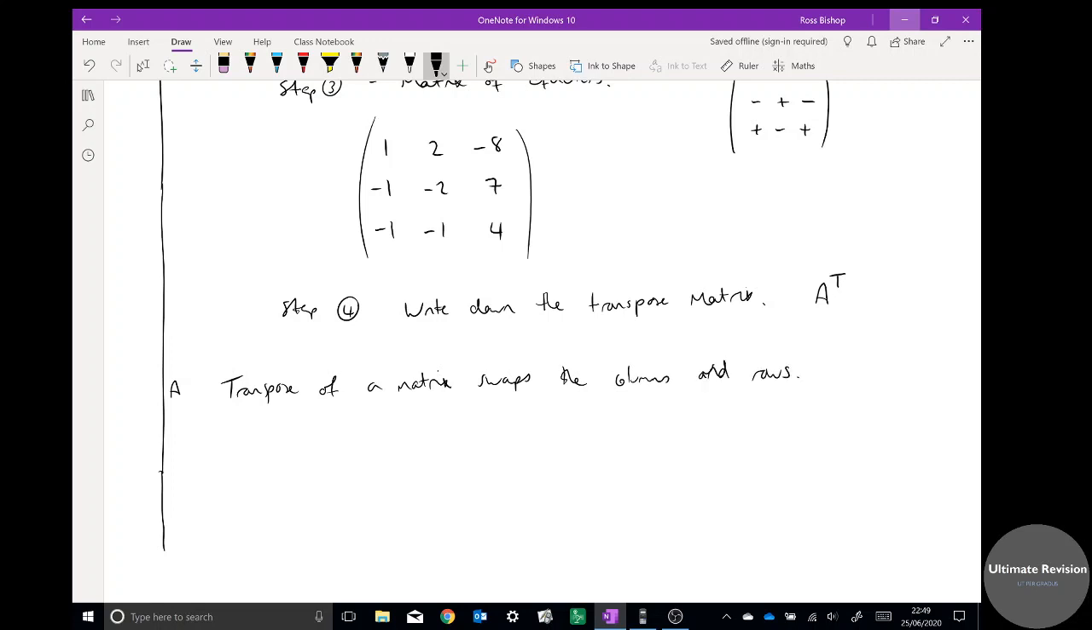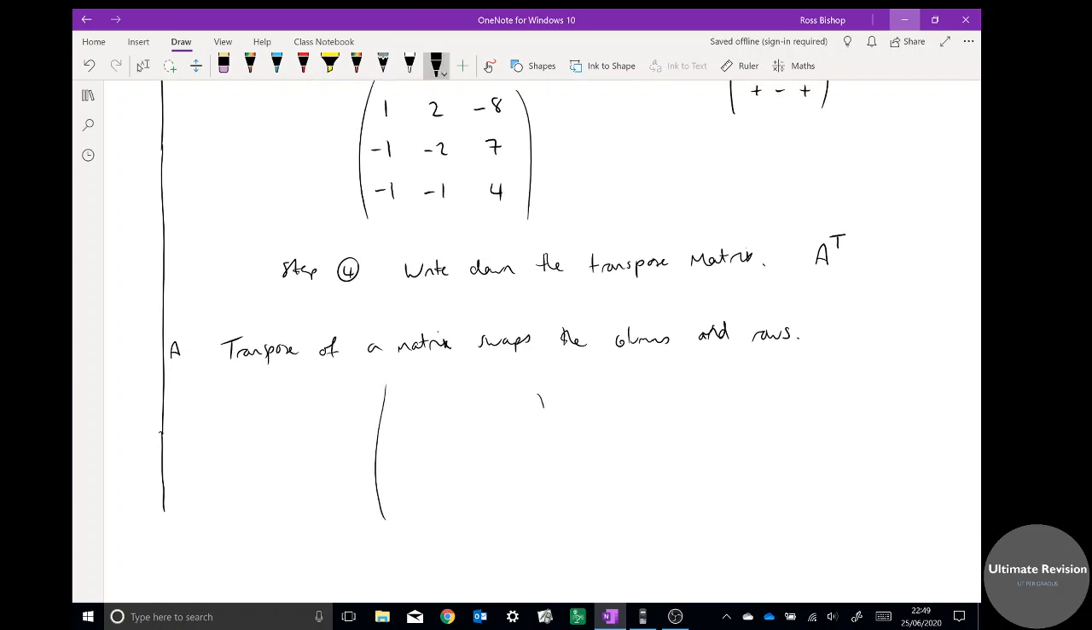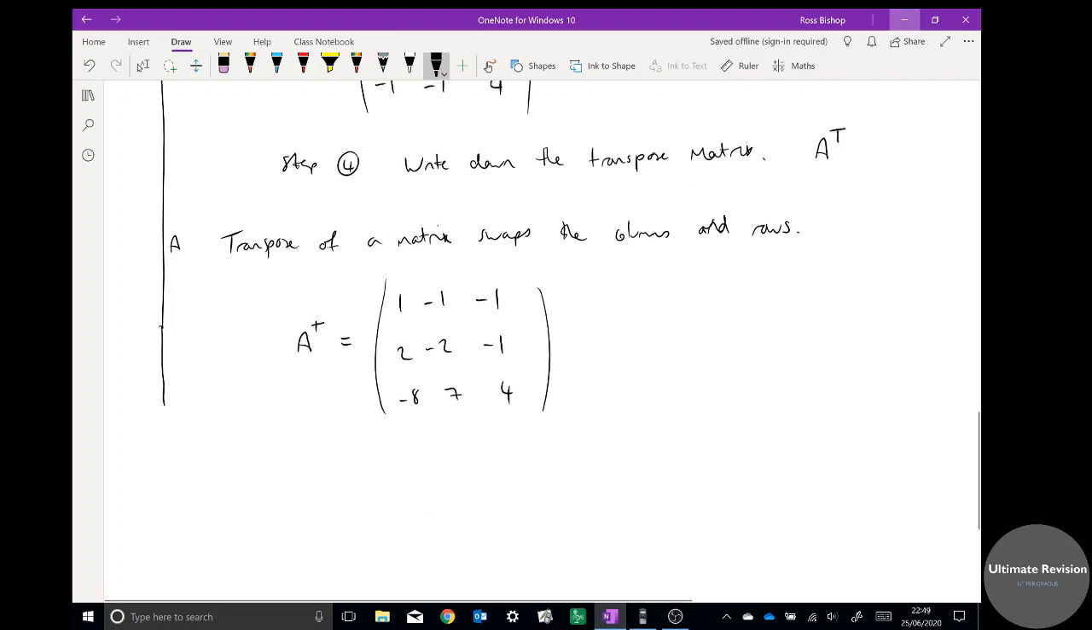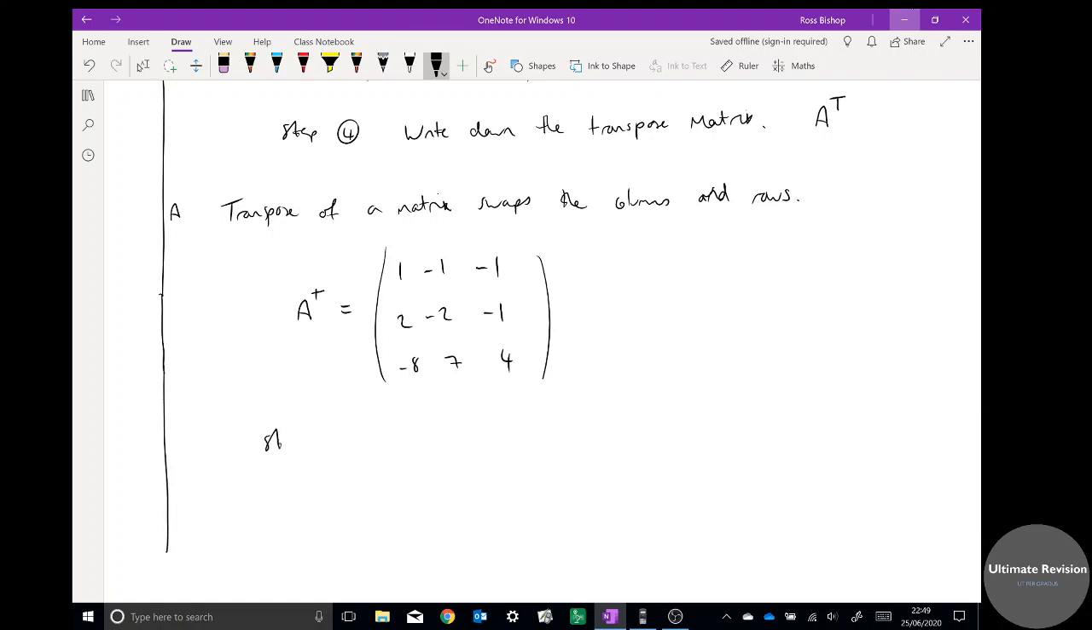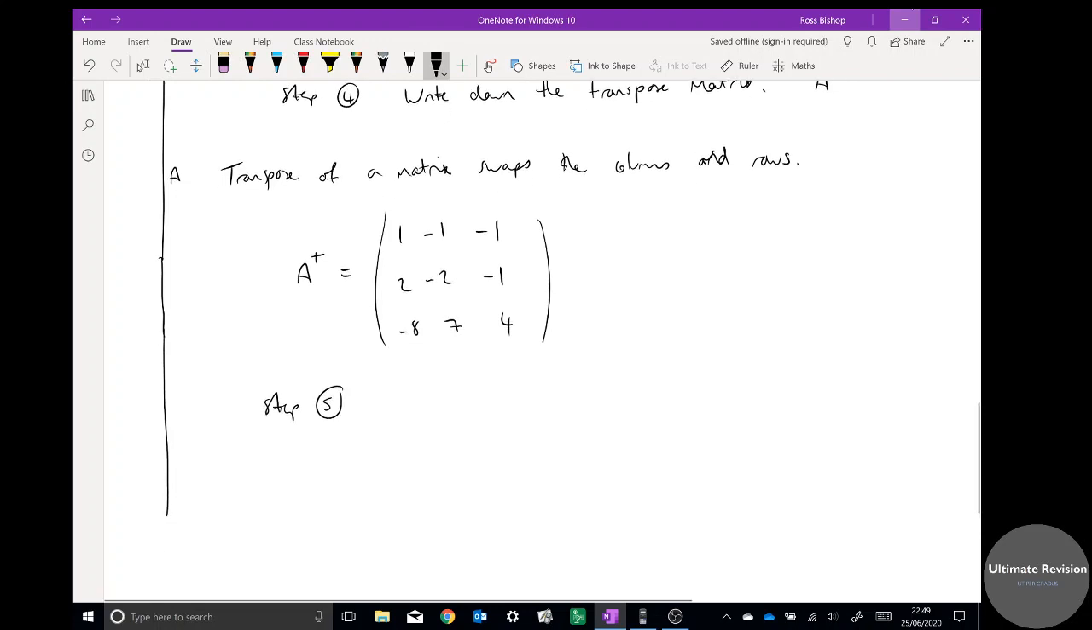So the first row is going to now be 1, -1, -1. This column is now going to be the first row. That is going to be my second row, 2, -2, and that's going to be my third row. Okay, so now that is my transposed matrix, A^T, and it is important that you get this in order. And finally, step 5, we put 1 over the determinant, which brings its scale factor back down.